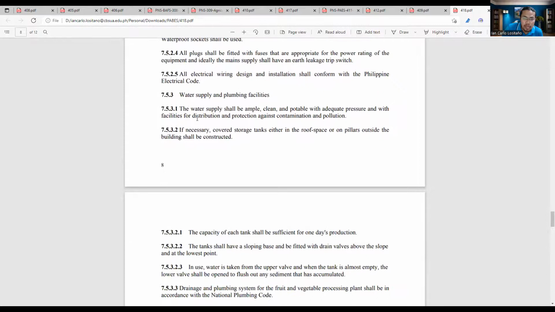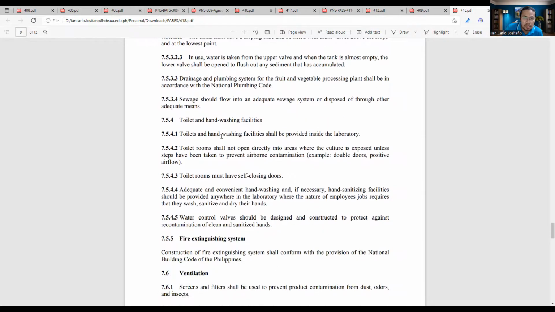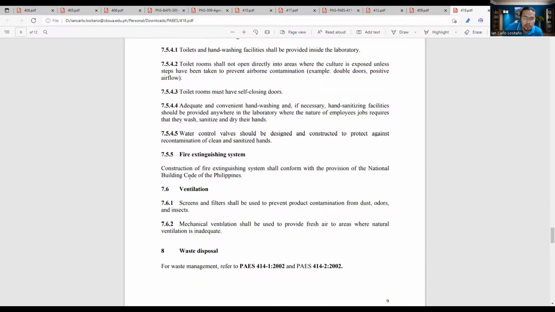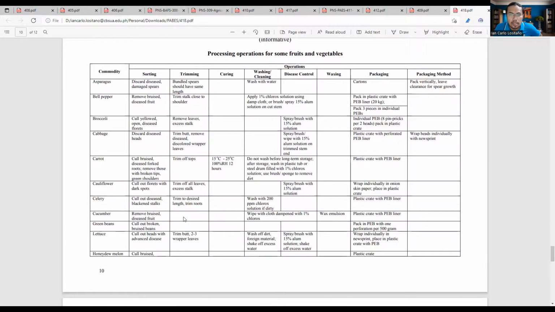Water supply should be adequate, clean, and potable. The capacity is enough for a production of 1 day. Tanks shall have a sloping base. Drainage, plumbing, and sewage should be available to the production crew. Then fire extinguishing, and waste disposal. So there are a lot of different operations for different commodities. Again, this is just primary processing.